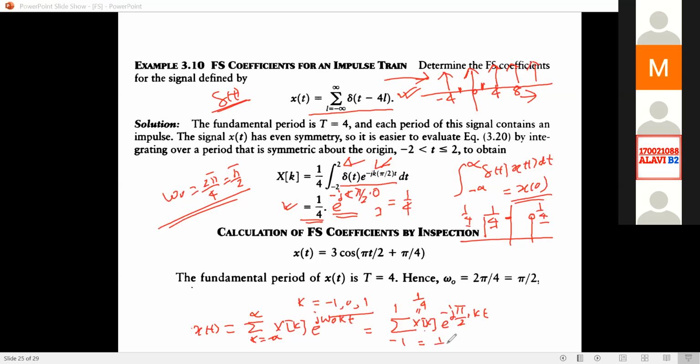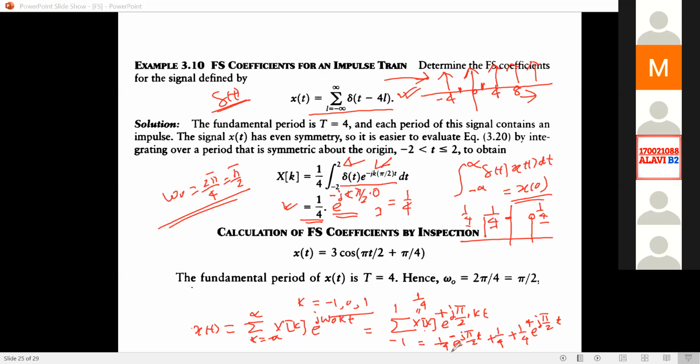This would be equal to 1 divided by 4 into, for the negative value, e to the power minus j pi divided by 2 t, plus 1 divided by 4, with k equal to 0, this term equal to 1, plus 1 by 4 e to the power plus j pi divided by 2 t for k equal to 1. Okay, so these three terms are there.